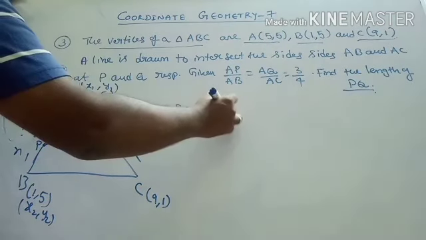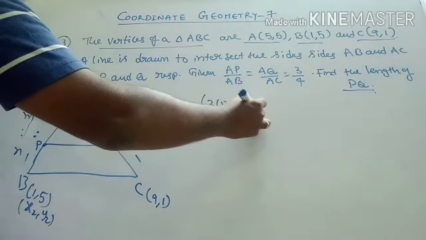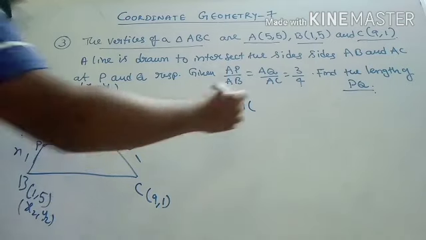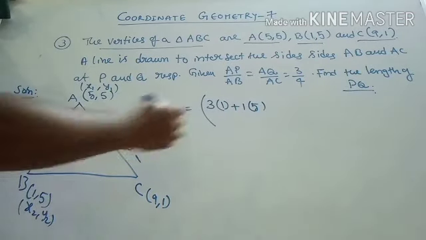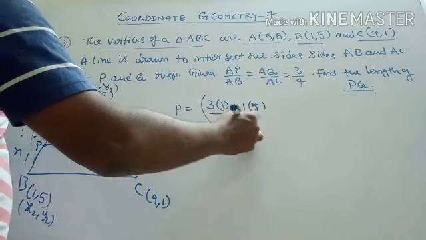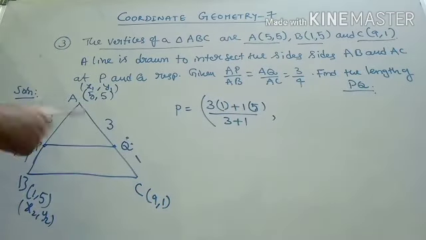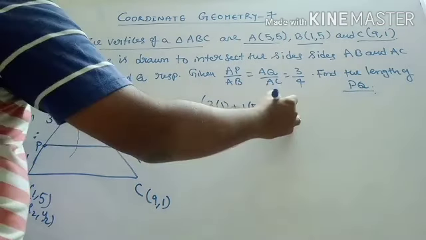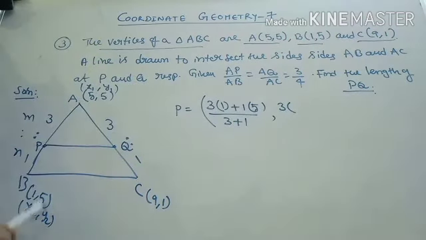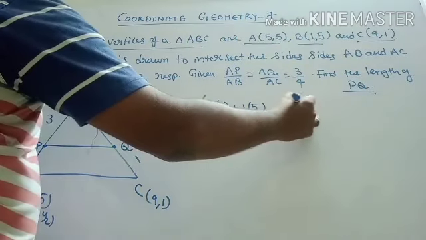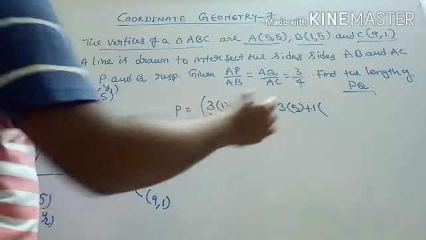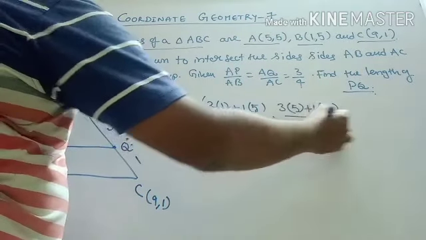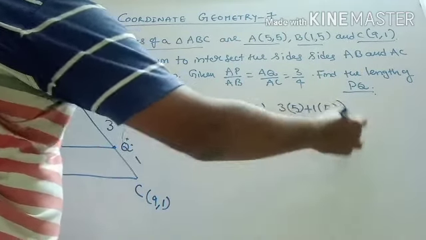m into x2 plus n, which is 1, into x1. x1 is 5 here, right? This is x2 y2 and this is x1 y1. So 1 into 5 divided by 3 plus 1. And in the same way m into y2, y2 is nothing but 5 here, right? Plus n, 1, into y1. y1 is nothing but 5, divided by m plus n, that is 3 plus 1.